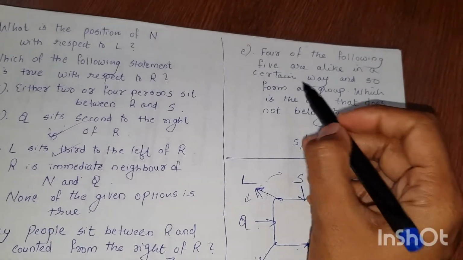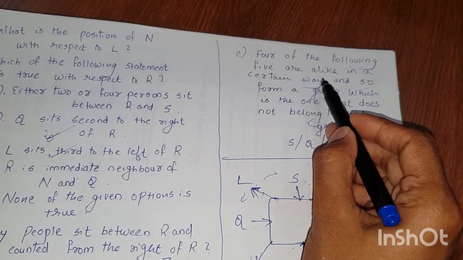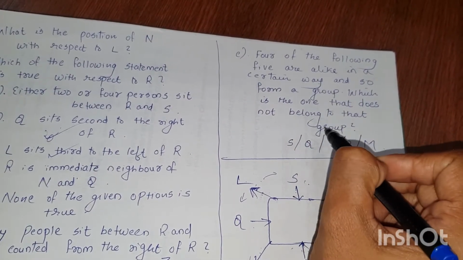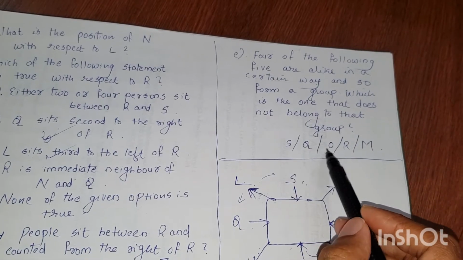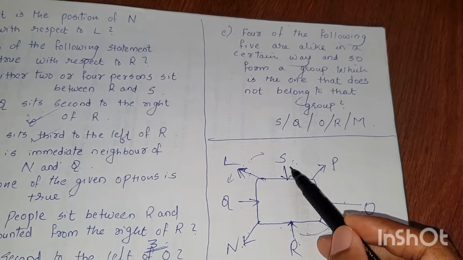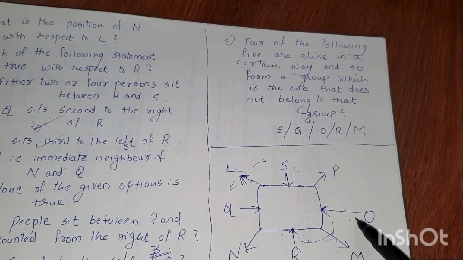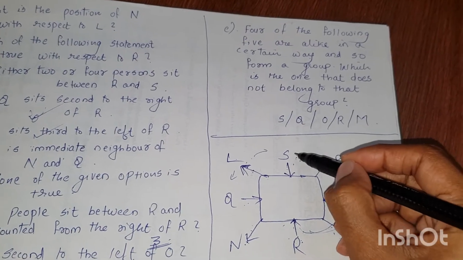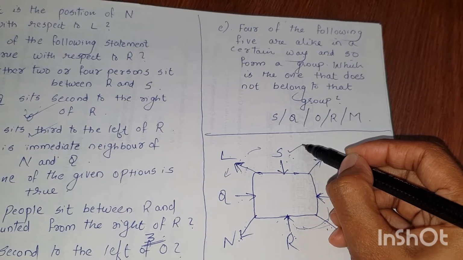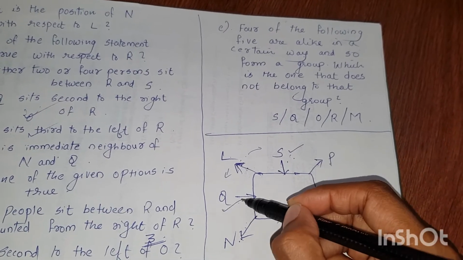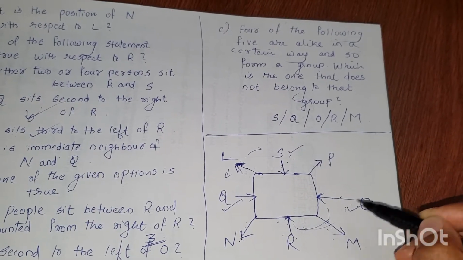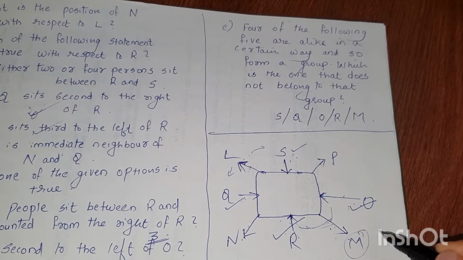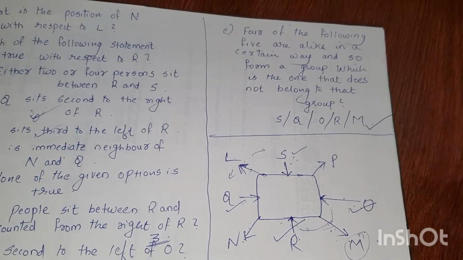Now the next question, 4 of the following 5 are alike, that means similar in a certain way, and so form a group. Which is the one that does not belong to that group? S, Q, O, R, M are the options. S is towards the middle, facing the center. Q is also facing the center. O is also facing the center. R is also facing the center. But M is facing outside, that is, opposite to the center. So the odd one is M.